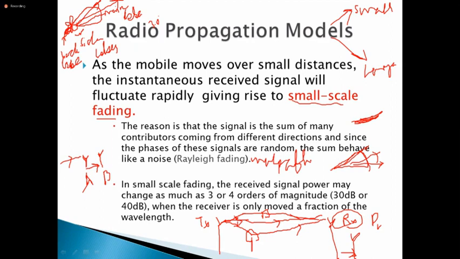If the receiver moves a small distance, if the position changes by a small distance, the received power level fluctuates a lot. Why does it happen? Due to multipath propagation, right? Multipath propagation means the signals are coming from different directions. The copies of the same signal come from different directions, and the phases of these signals become random, and now the signal can itself act as noise.